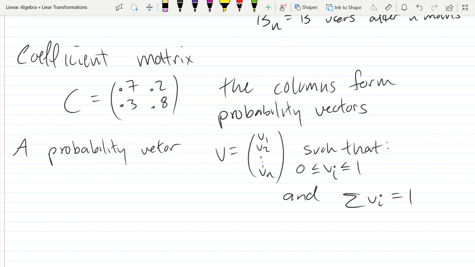Technically, you could drop this requirement right here, that individually they have to be less than 1. What happens if you get one of these, let's say V2 is greater than 1? Other ones would have to be negative to add up to 1. So if you have one that's bigger than 1, you're going to have negatives to compensate. But I'll just leave that condition in that was here a second ago.